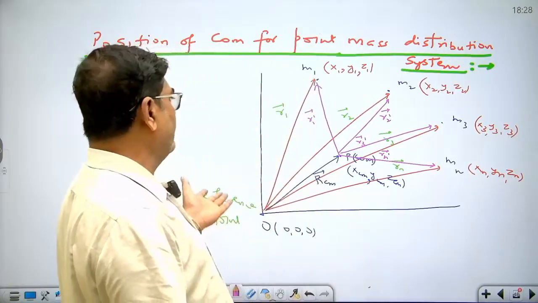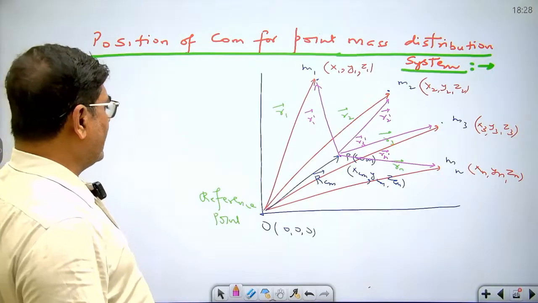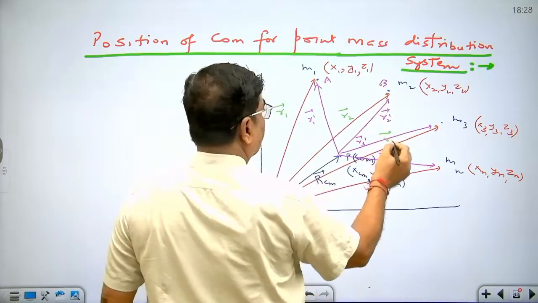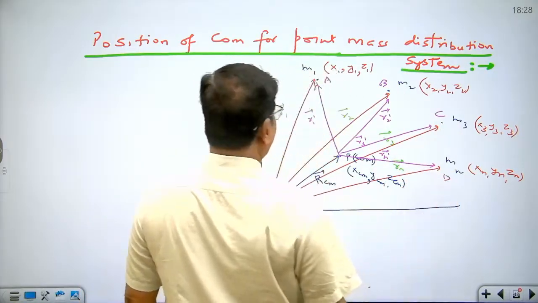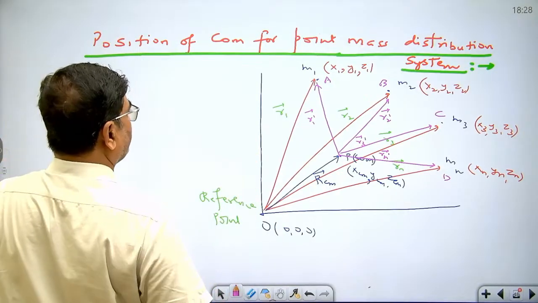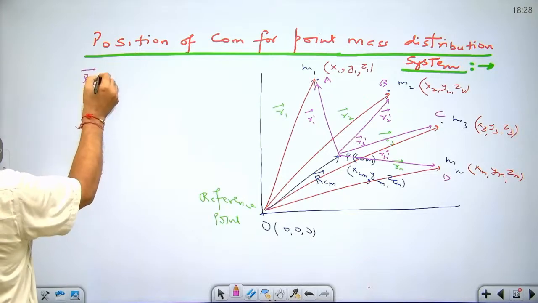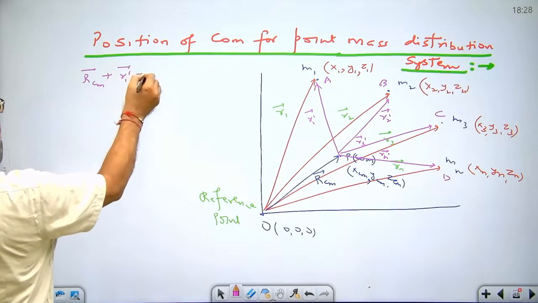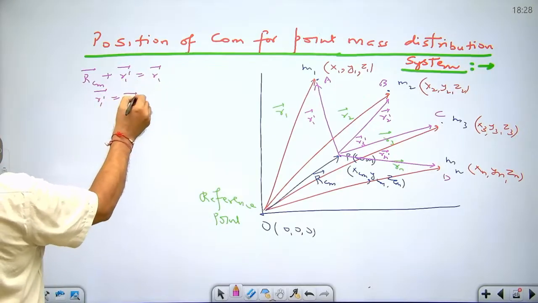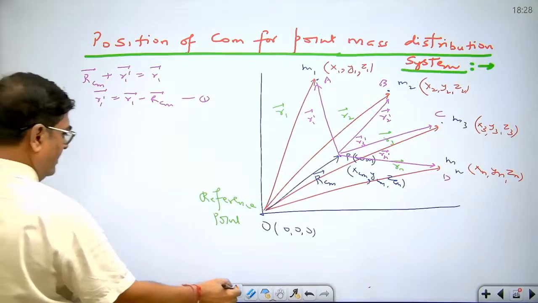So we will be writing the equation for center of mass, and we are applying the equation in this triangle O, P, and suppose this point is A, this point is B, this point is C, and this point is D. Now we are visualizing triangle OPA. What we are getting? RCM vector plus R1 dash vector equal to R1 vector. So we can get R1 dash vector equal to R1 vector minus RCM vector. This is equation 1. Okay.